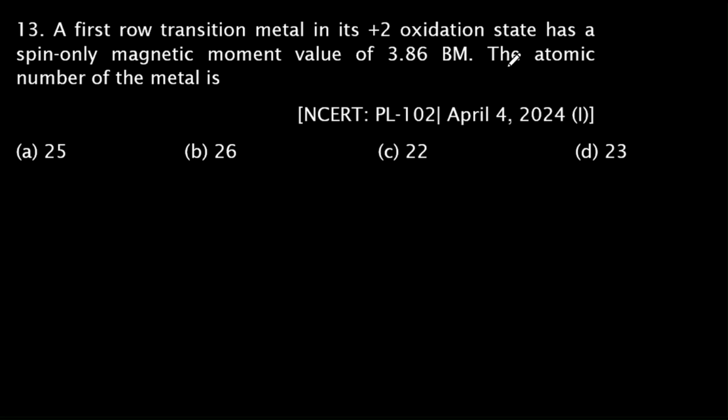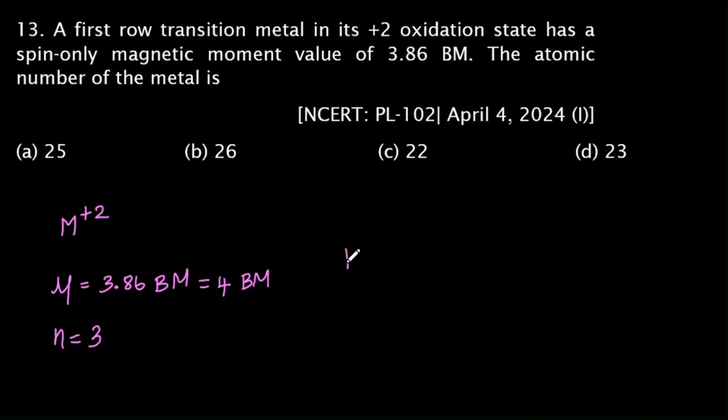So here they are asking the atomic number of the metal. They are telling a metal in +2 oxidation state has a magnetic moment value of 3.86 BM. From the magnetic moment, we can calculate the number of unpaired electrons. 3.86 is near to 4 BM. So the number of unpaired electrons is the value of the magnetic moment minus 1. So the number of unpaired electrons is 3.